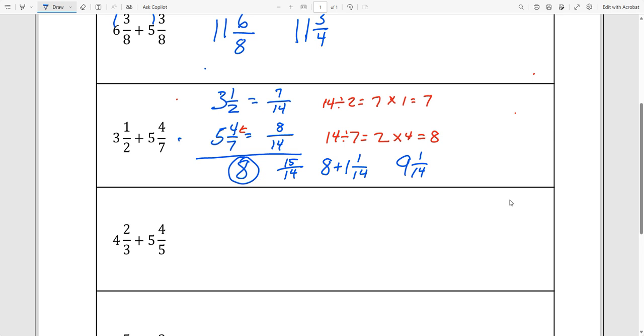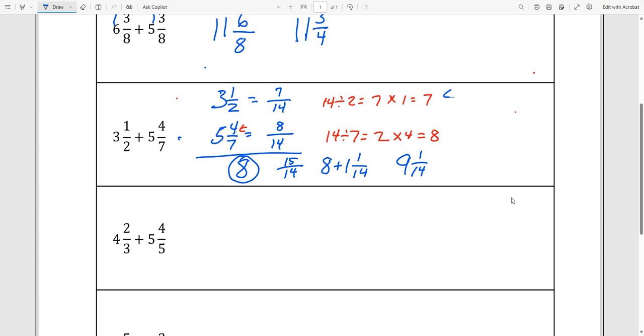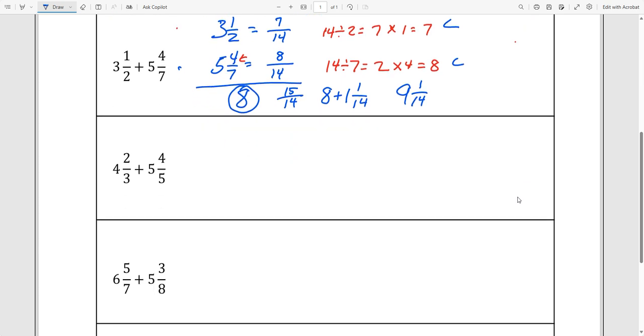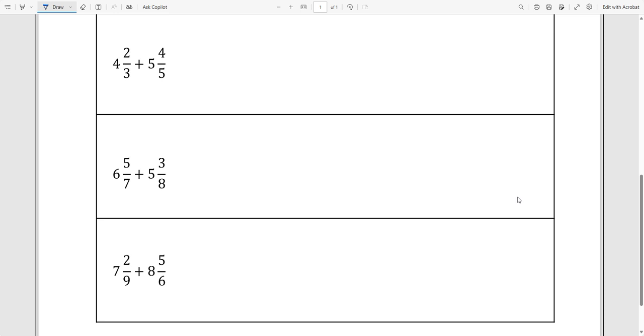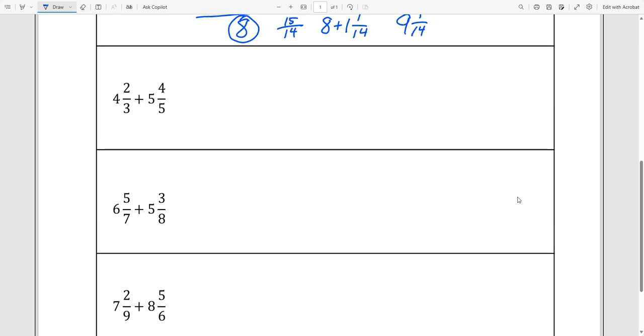All right, for the rest of these, I'm not going to do the demonstration part like I did here. I'll just tell you what I'm doing and write it down, and that way you can follow along. All right, so let's look at this one. We have 4 and 2/3 plus 5 and 4/5. All right, and so I'll write that down vertically. 4 and 2/3 and 5 and 4/5.